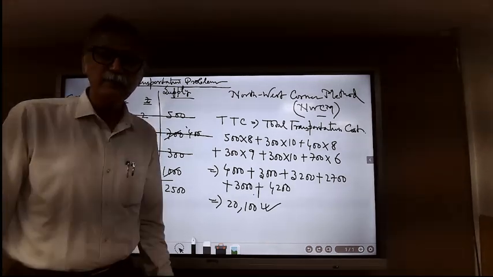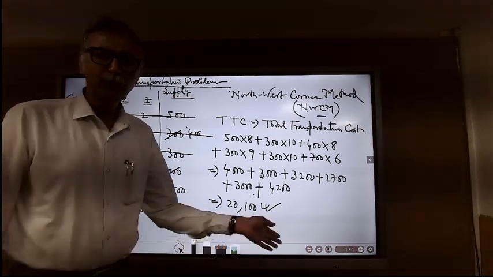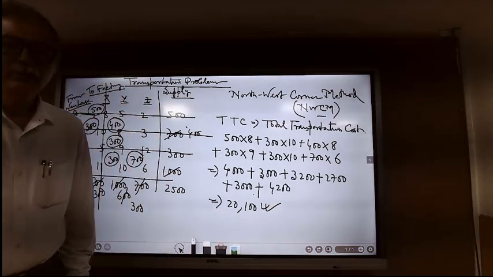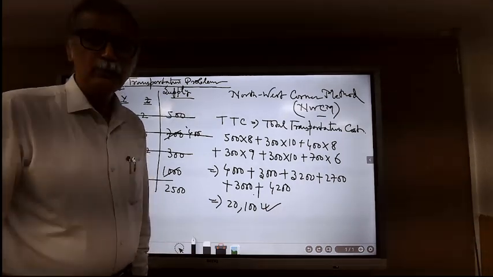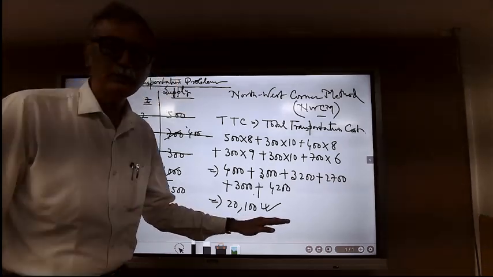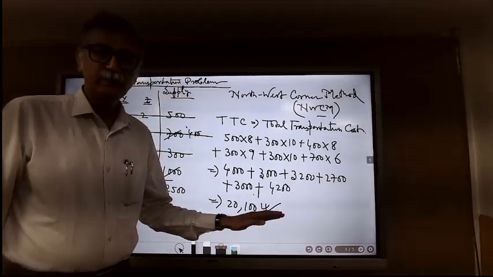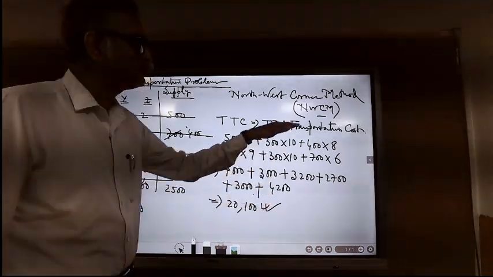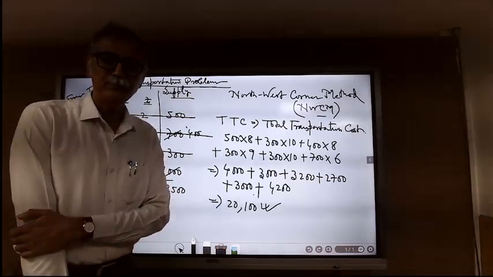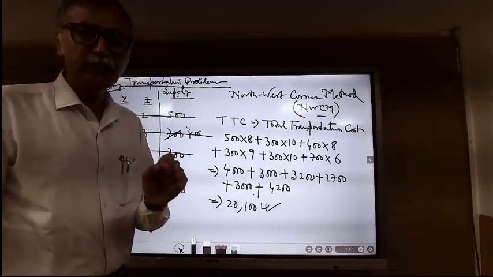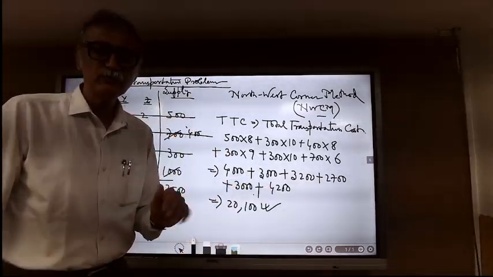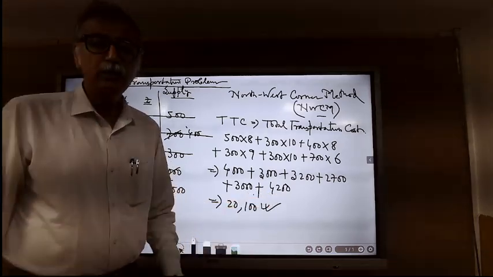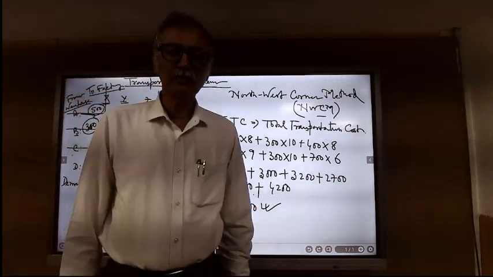Now if we apply the other methods, the cost may be different, and that's why we are not sure that this is the minimum transportation cost. At max we can tell that this is the transportation cost through NWCM, but our objective is to minimize it. So how to do that? For that we have to go for the optimality test.